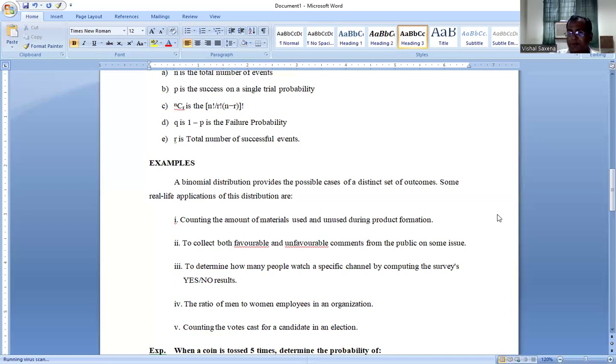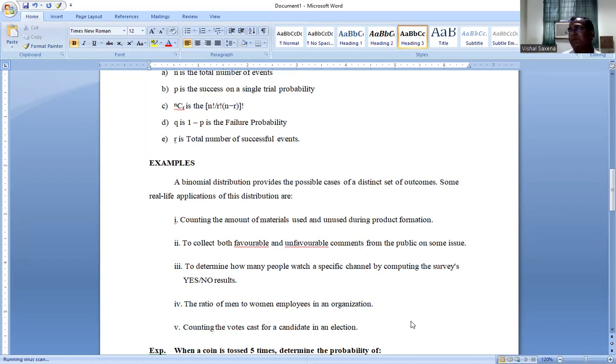Another example is collecting both favorable and unfavorable comments from the public on the same issue. The ratio of men to women employees in an organization is another. Next, counting the votes cast for a candidate in an election. In all these, the total value of the random variable is finite, so this shows the binomial distribution.